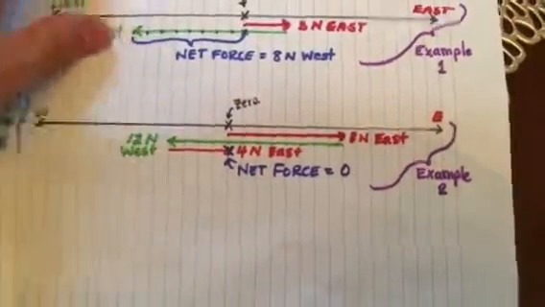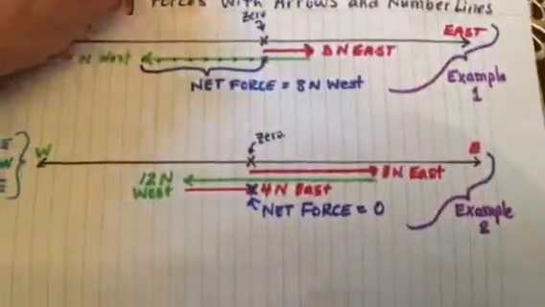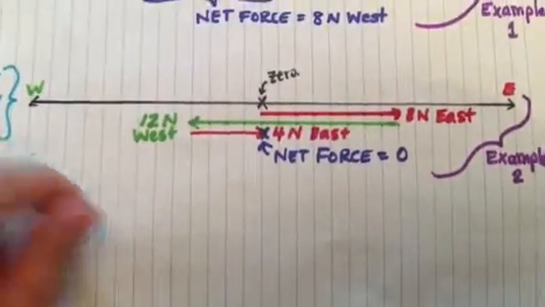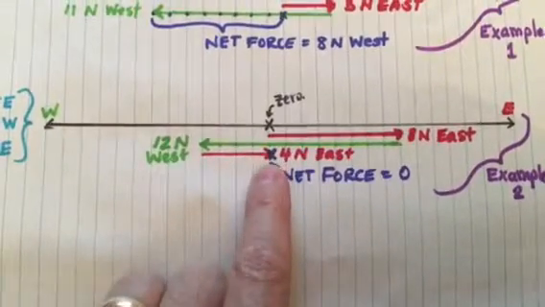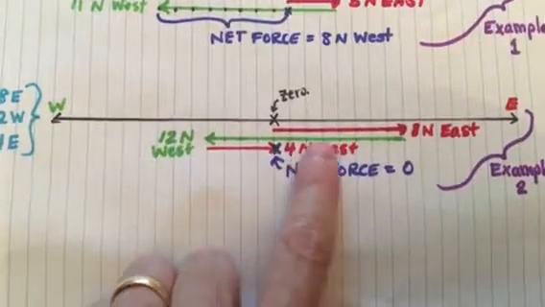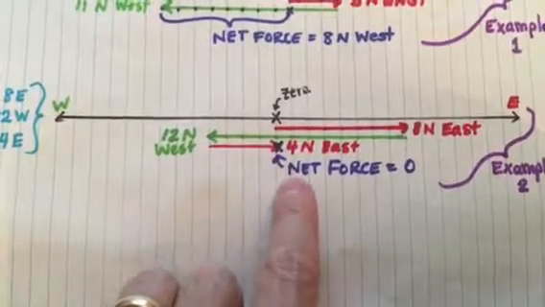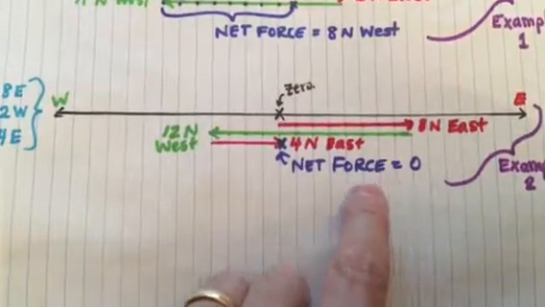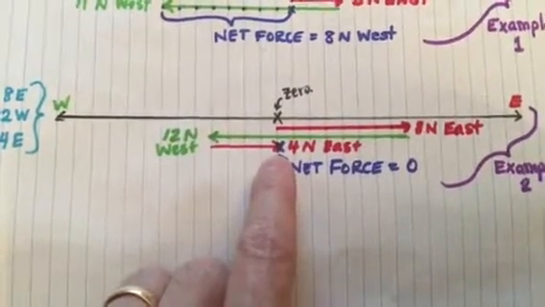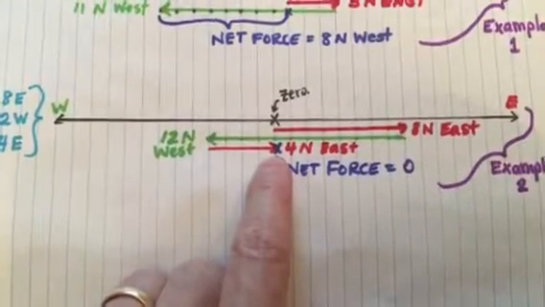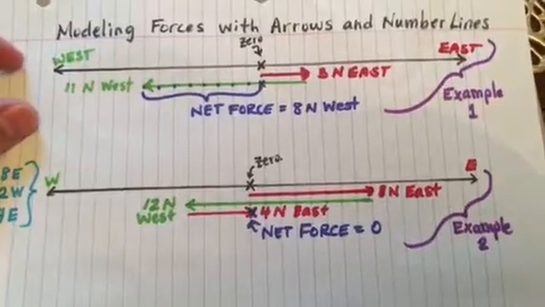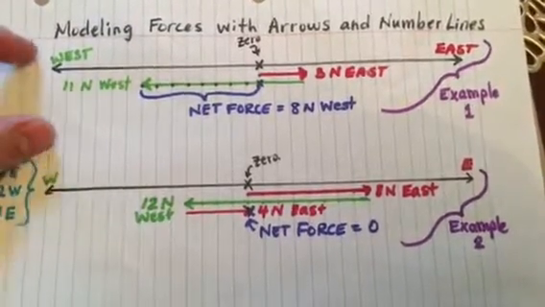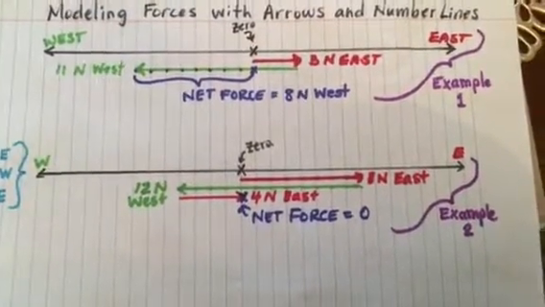And now something interesting happens, because you have finished even with the 0 mark on your number line. So what that means is that when you combine these 3 forces, you have a net force of 0, because their combination brings you back to the 0 mark on your number line. So there are 2 examples, one with a net force of 8 newtons west and the other with a net force of 0. So what does all that mean?